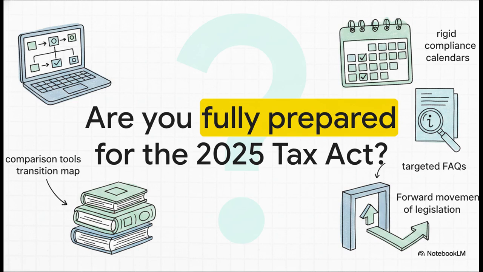So what does this all mean for us? The ultimate takeaway from this explainer is that the entire roadmap for the future of taxation is laid out right there online, right now. We've looked at the comparison tools, the targeted FAQs, and those rigid compliance calendars. The department has digitized the transition, and this legislation is moving forward whether we're ready or not. The portal is totally geared up for 2026. The real question is, are you?